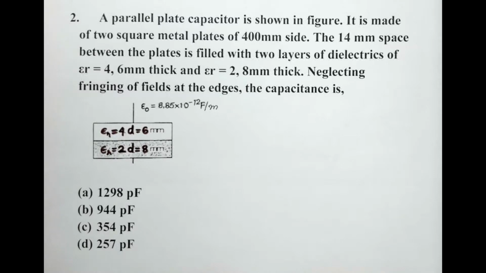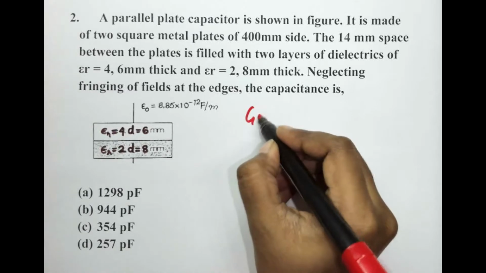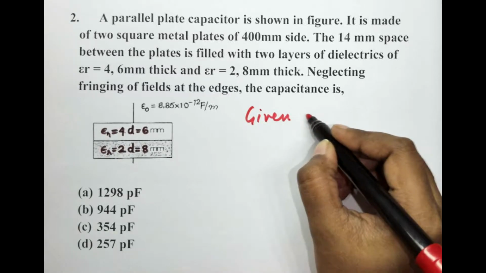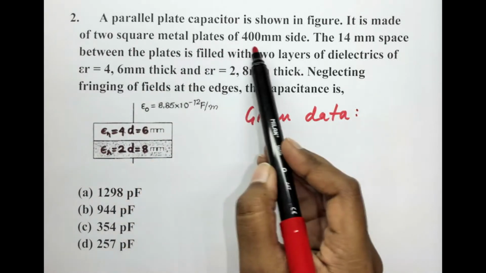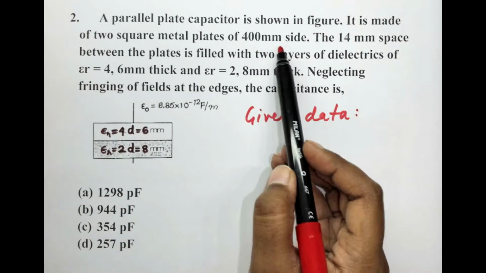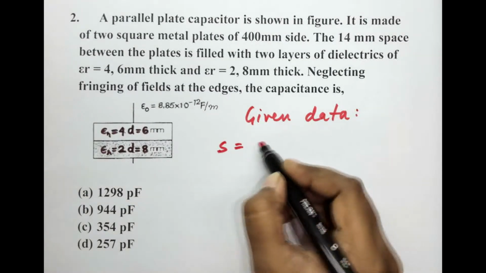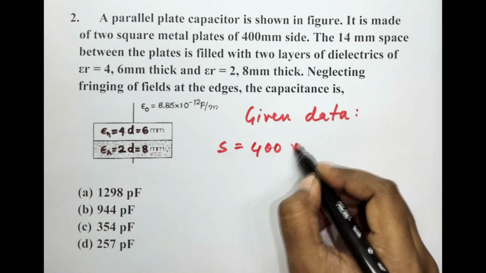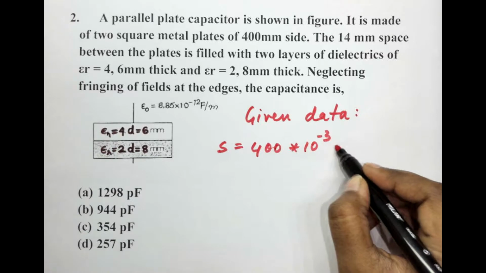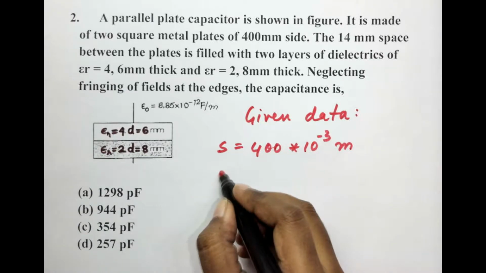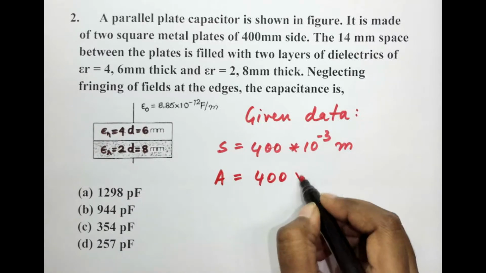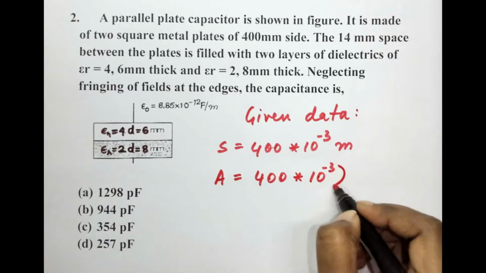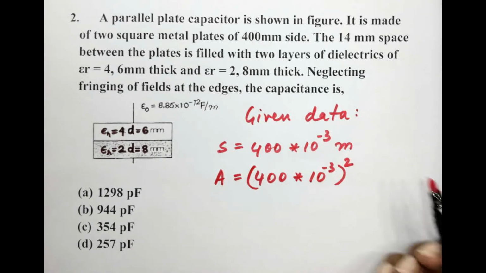So let's first write down what's given to us. All the information, let's put it down. So here we have the given data. First, the side of the metal plate is given as 400 mm. So that's side 400 into 10 power minus 3 meters. Then let's write down the area. Area is side square, so that's 400 into 10 power minus 3 square.